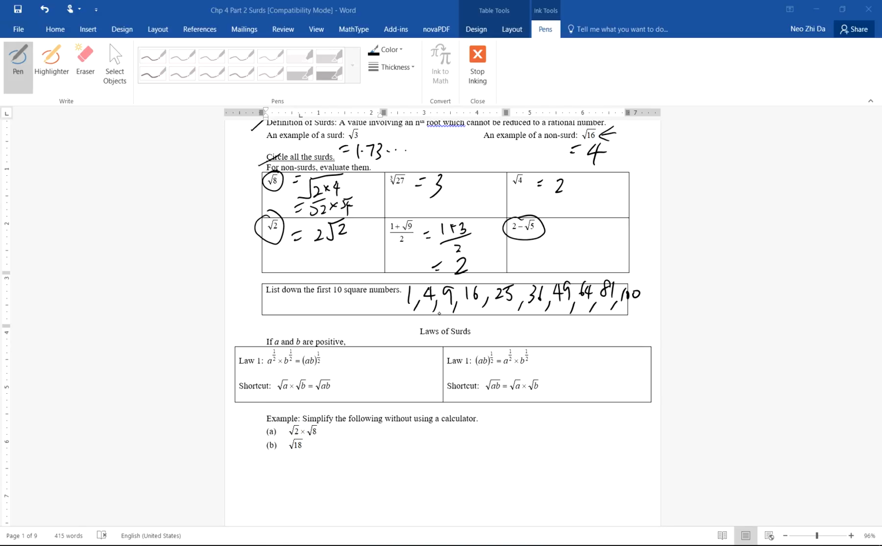With this in mind, in future when you are doing surd questions and you see square numbers, immediately you know that you square root them and you will get answers. So they will not be surds.